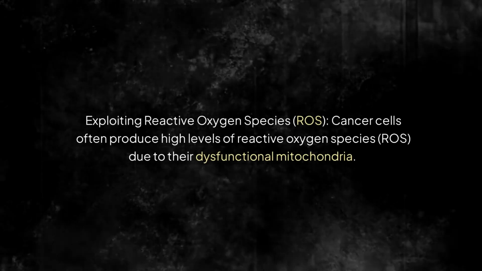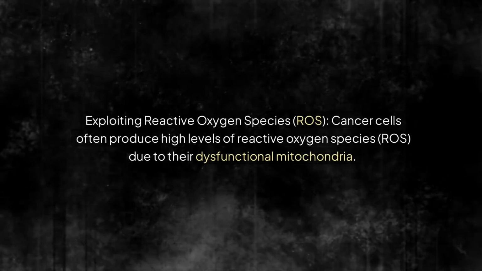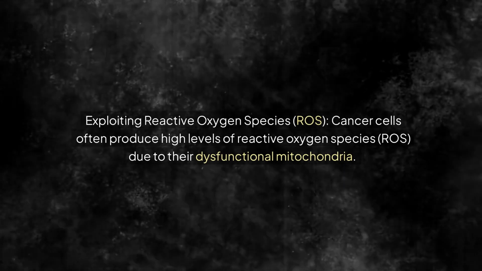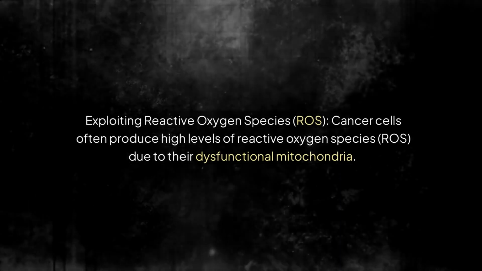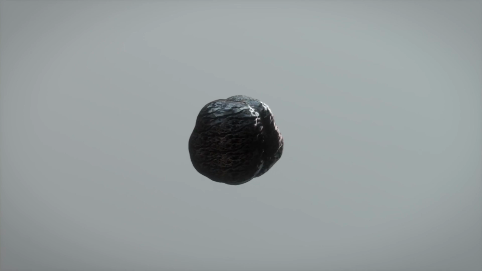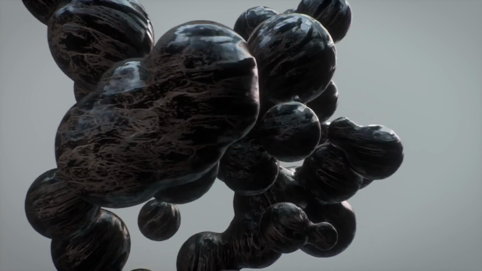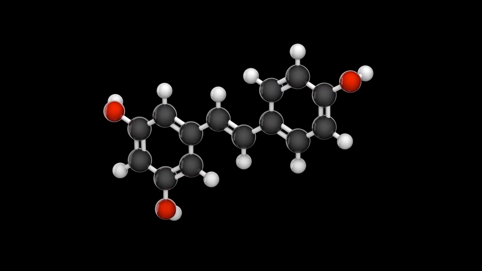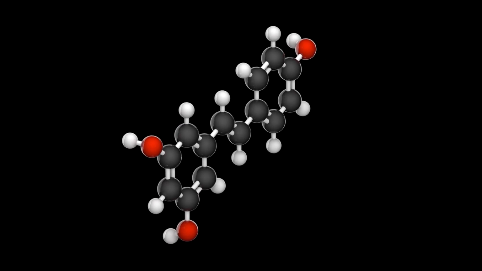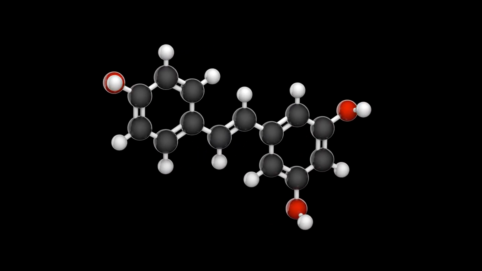3. Exploiting reactive oxygen species, ROS. Cancer cells often produce high levels of reactive oxygen species, ROS, due to their dysfunctional mitochondria. While low levels of ROS can promote cancer cell survival and proliferation, excessively high levels can be lethal. Therapies that further increase ROS levels in cancer cells, such as pro-oxidant drugs, can push these cells beyond their oxidative stress threshold, leading to cell death.